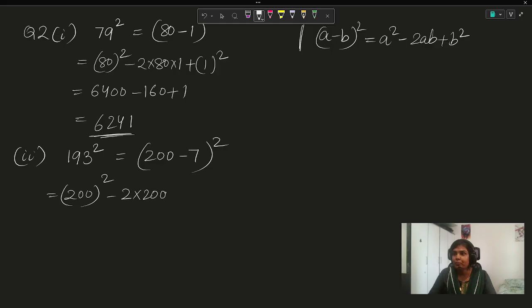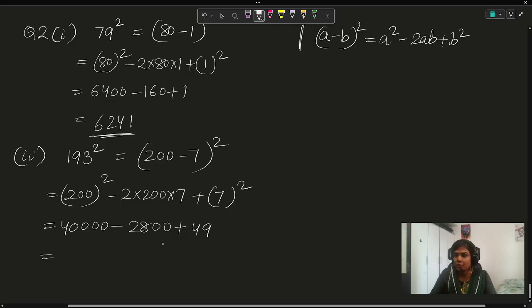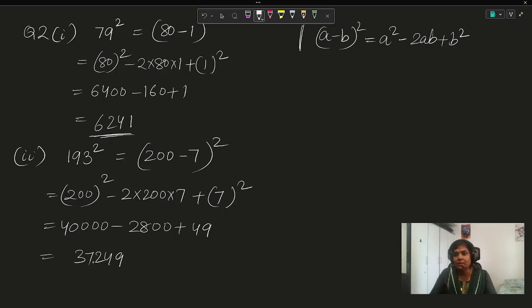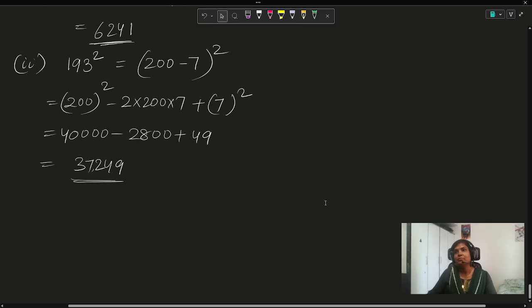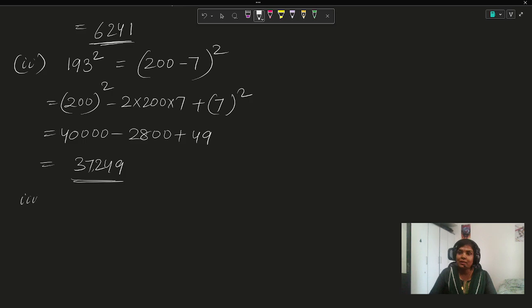2ab plus b square. It will be 2 2s are 4, the zeros will be double, minus 2 2s are 4, 4 7s are 28 with 2 zeros, plus 7 7s are 49. Let's subtract 2 zeros, but at the end we have 49. Then 10 minus 8 is 2, 9 minus 2 is 7, and 3. I am getting 37,249. Students, are you getting the same? Please solve it yourself. Mathematics, how you will practice, how fast you solve, then you will win in mathematics.